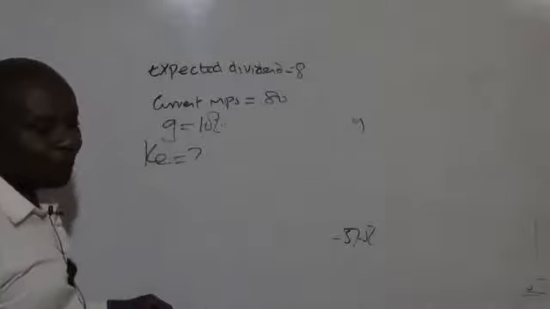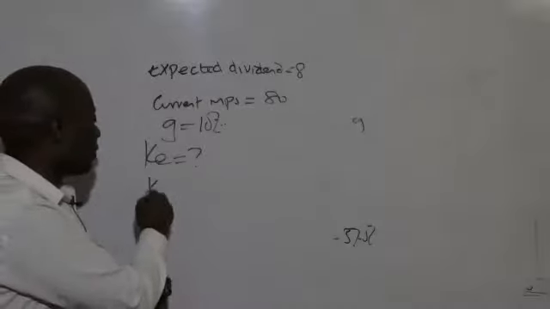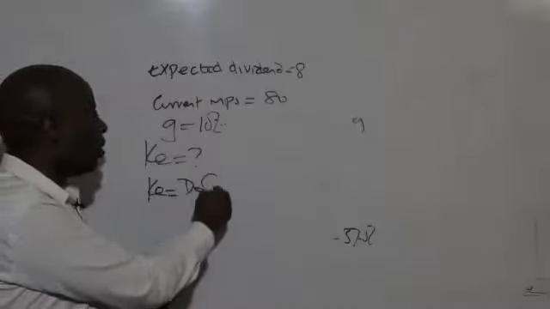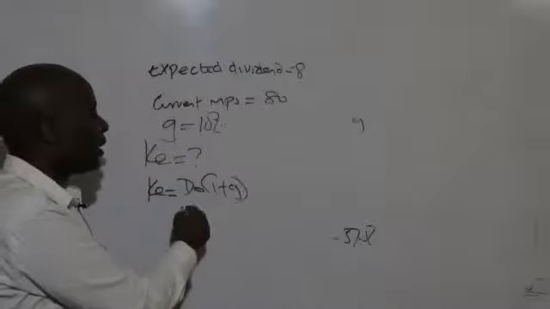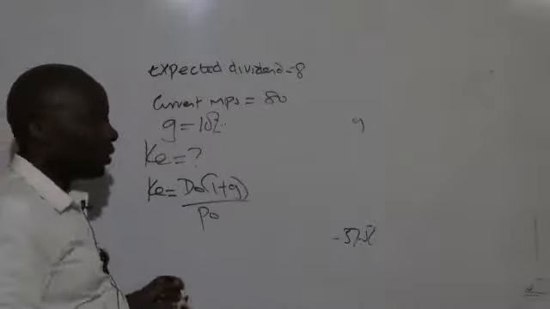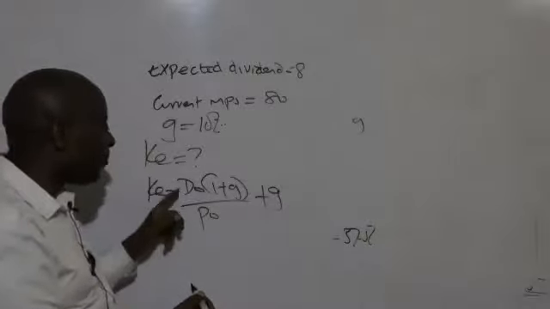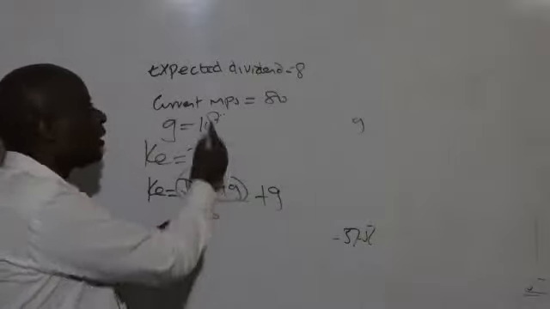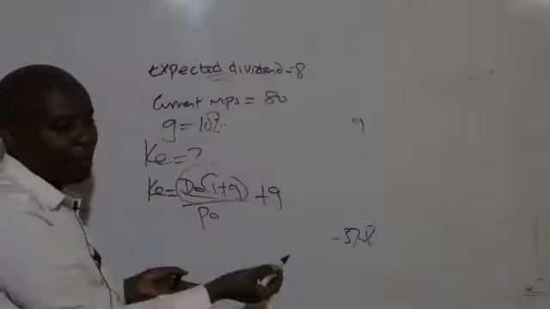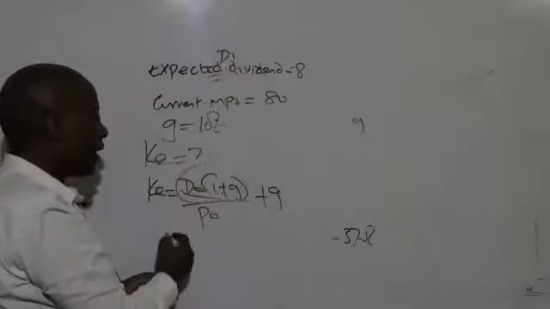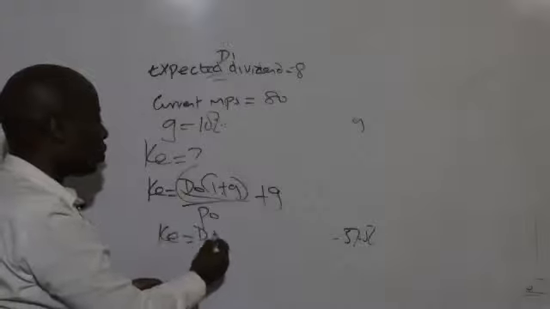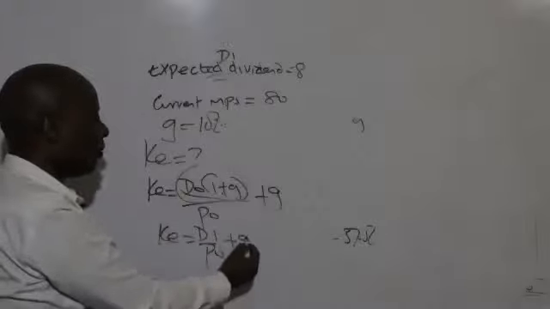Here, I'll come and write my cost of equity very well. The formula is D0 into 1 plus g all over P0. After I do that, I'll remember this examiner has used the language of expected dividend. So this is supposed to be D1, meaning that my Ke is supposed to be D1 over P0 plus g, like that.